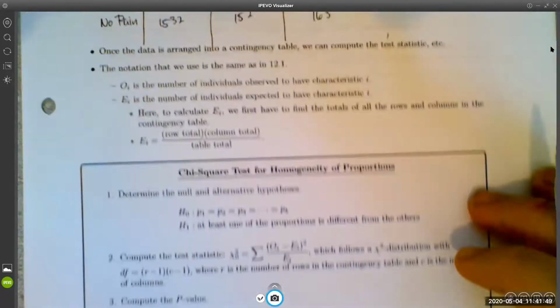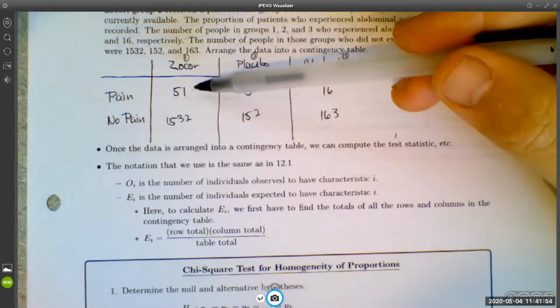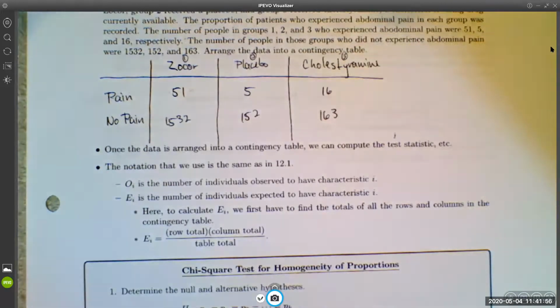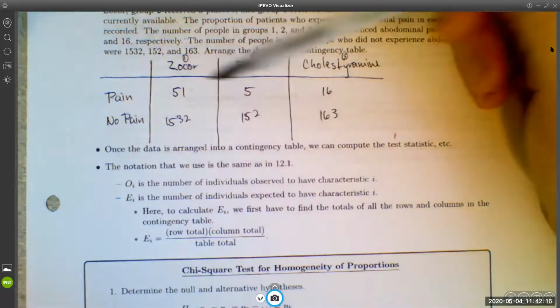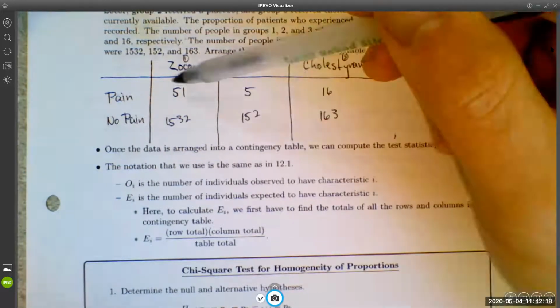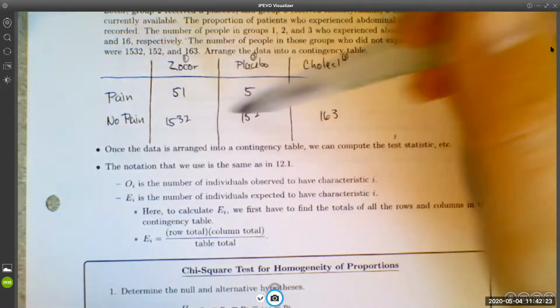So the homogeneity of proportions test. We're trying to see if these three proportions are the same. Notice that in 12.1, what we were trying to do is figure out, is P1 equal to this number? And is P2 equal to this other number? And is P3 equal to this third number? Or is at least one of them different? Whereas in this type of problem, we're not interested so much in what the proportions individually are. We just want to know how they compare to each other. We just want to know if they're equal to each other or not.